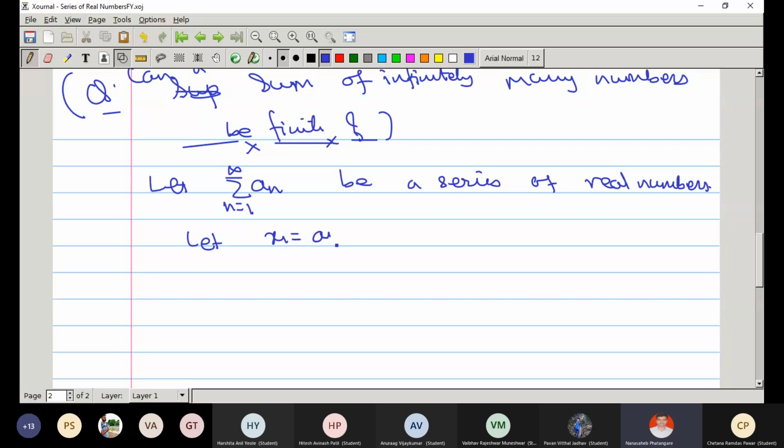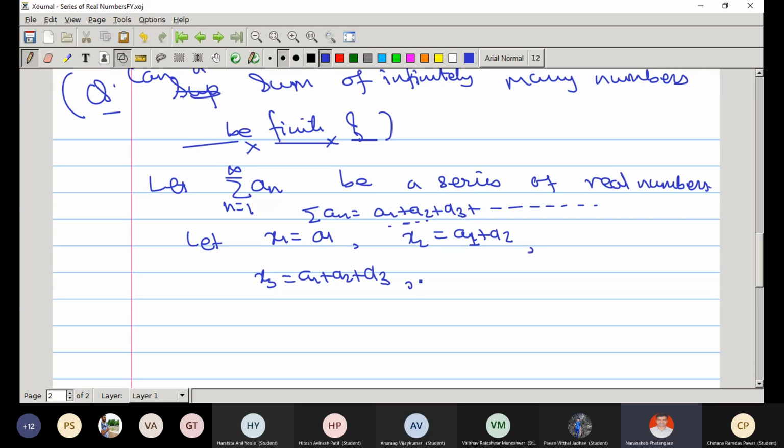Let x1 be equal to a1. What is the first term of the series? Our series is a1 plus a2 plus a3 plus and so on, so infinitely many numbers in this summation. I will call the first term x1. Now x2 is a1 plus a2, the sum of two terms. I will call x3 as a1 plus a2 plus a3.